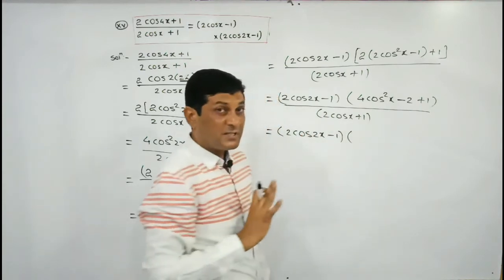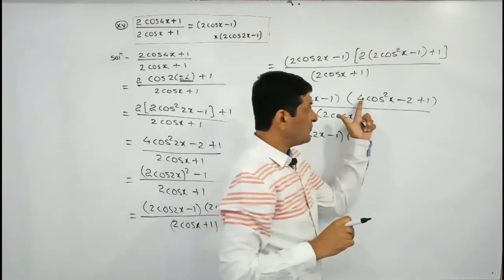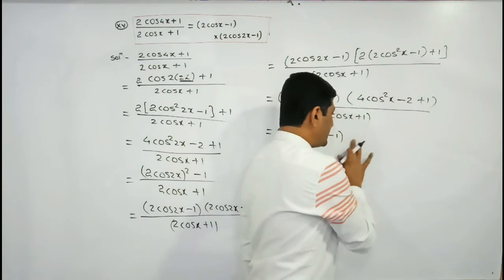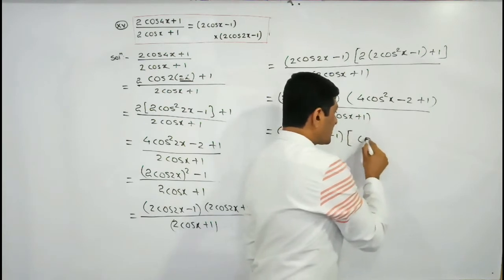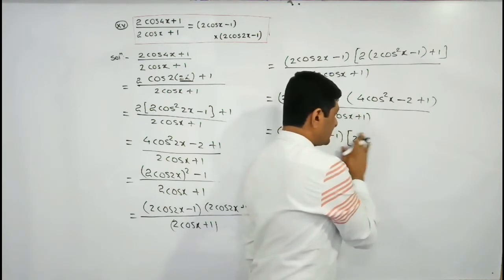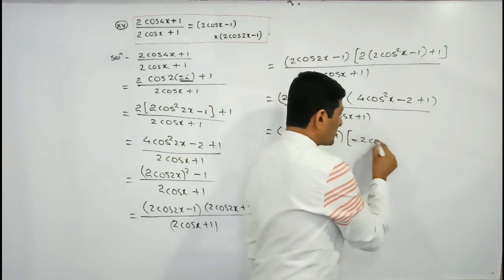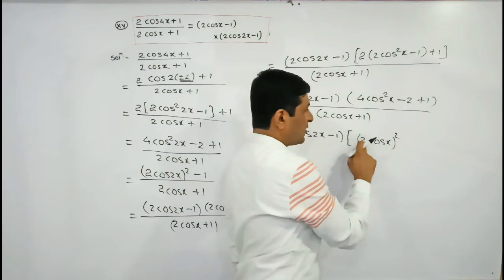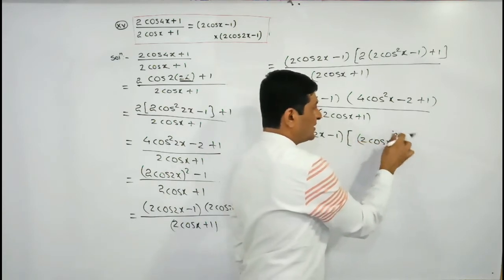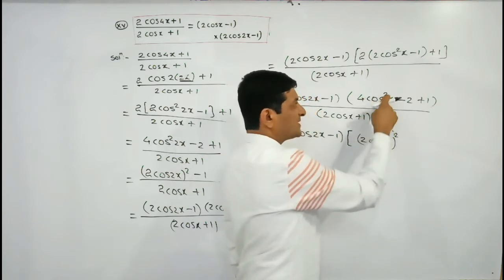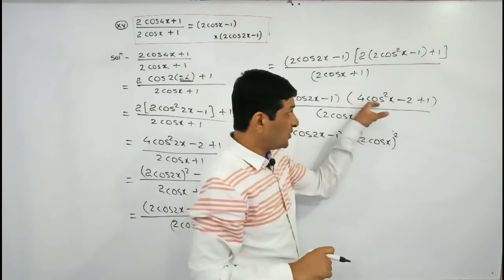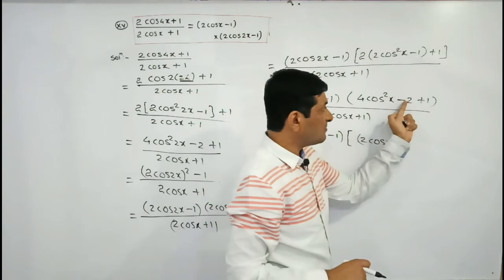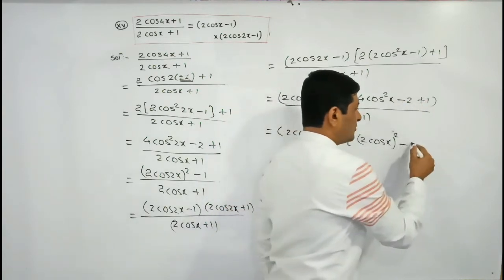Now observe this term very carefully. Here 4 cos square x, can I write it as 2 cos x whole bracket square? Observe here, what is square of 2? Square of 2 is what? 4, and square of cos x is what? Cos square x. Means 4 cos square x can be written as square of 2 cos x. And what is the next term? Minus 2 plus 1 will be equal to minus 1.